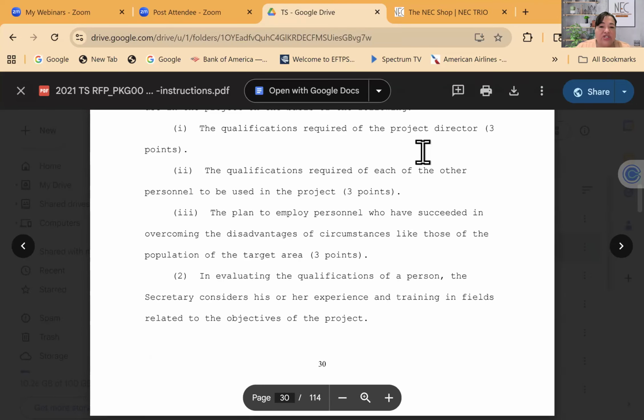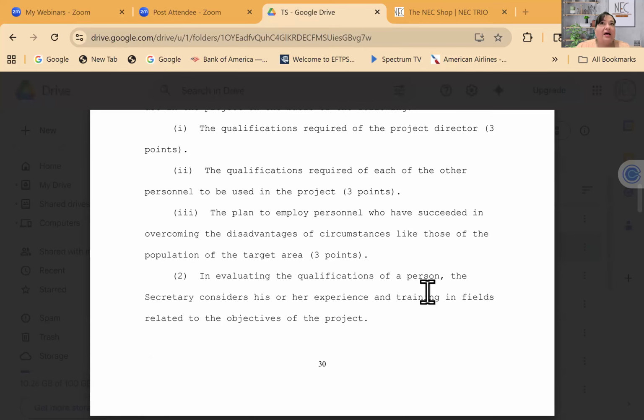RFP or grant application. So if you look in the Google Drive, there is for Talent Search in that folder, it looks like this RFP package of instructions. And in the EOC version of the folder, go there and look for the package instructions. It'll say EOC 2021. And for Talent Search, I'm looking at the bottom of page 30. It might be a little different, somewhere in the 30s for EOC, but the questions are almost exactly the same. The points are exactly the same.